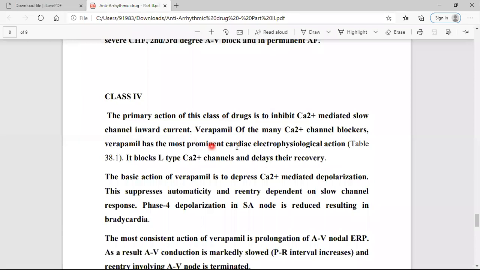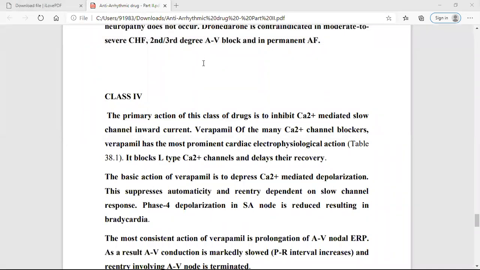Calcium channel blocker is most prominent in the heart. It blocks the L type of calcium channel. Now, the calcium channel is of three types: L type, T type, and N type. This question also came in the GPAT examination: the L type is blocked, it blocks the L type of calcium channel.